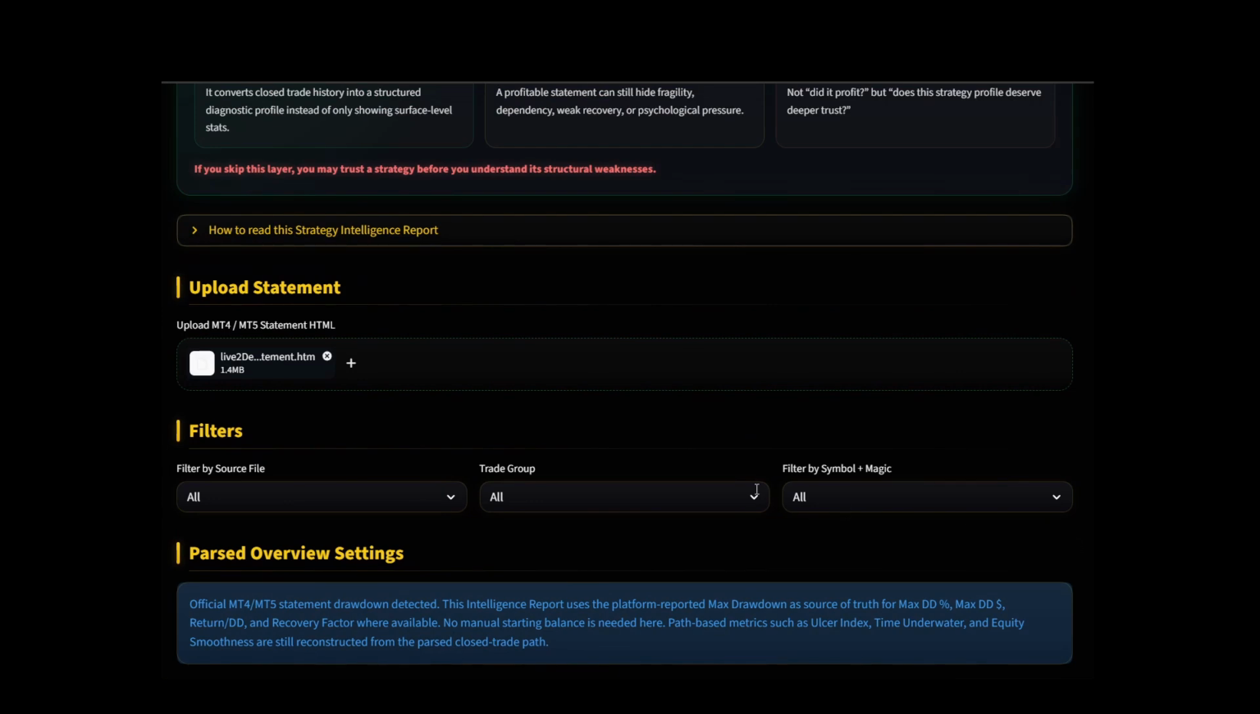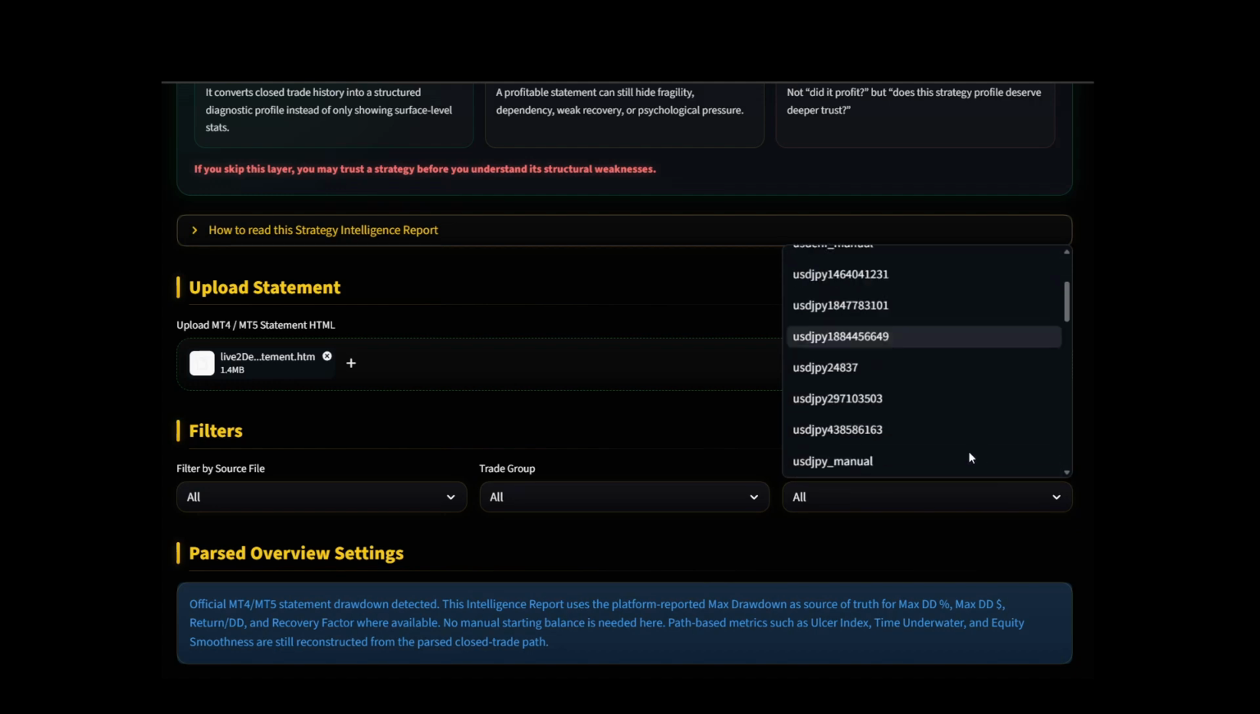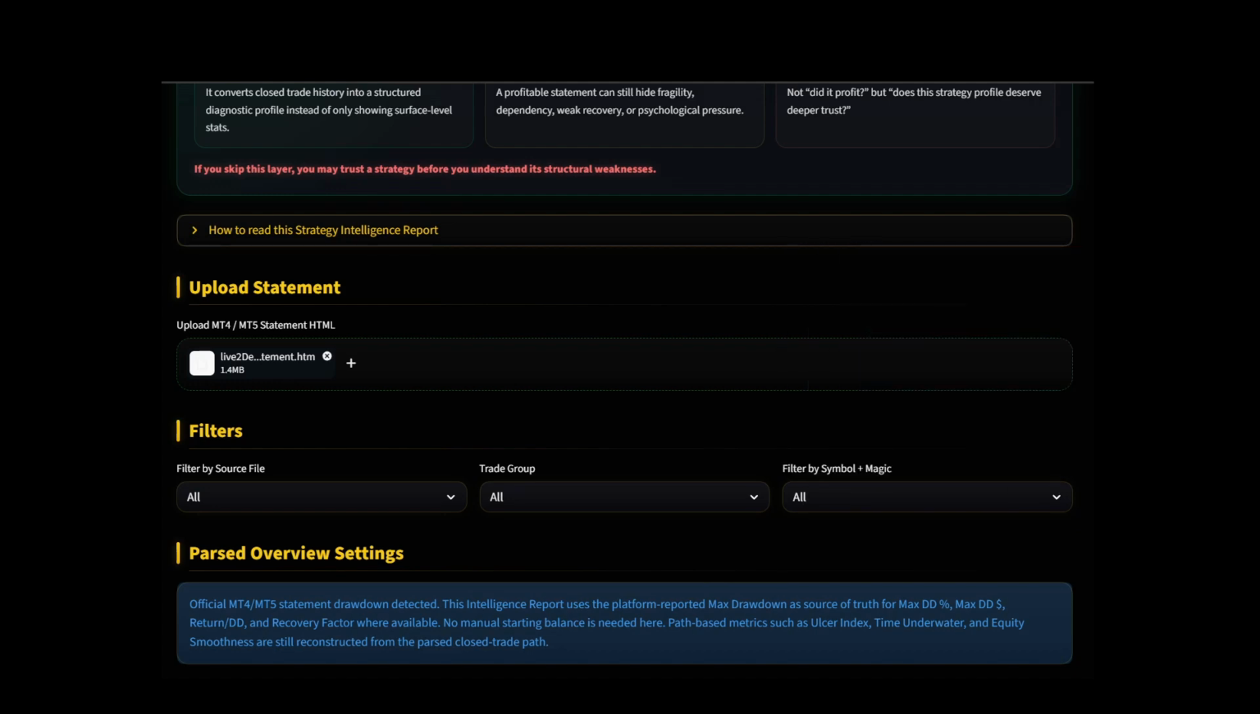After that, I can filter the statement. I can analyze the full statement, EA-only trades, or manual-only trades, and then I can go deeper by filtering by symbol plus magic number. That means the report is not limited to the full account only. I can also isolate one specific robot, one specific symbol, or one specific magic number structure.